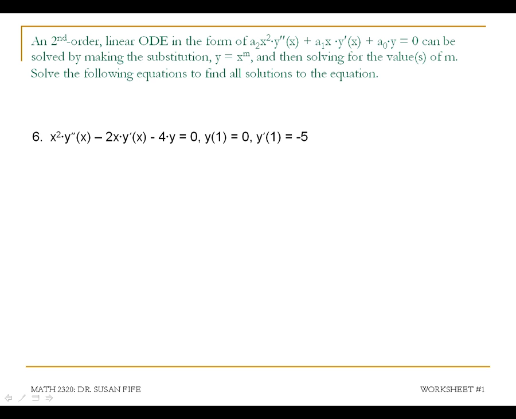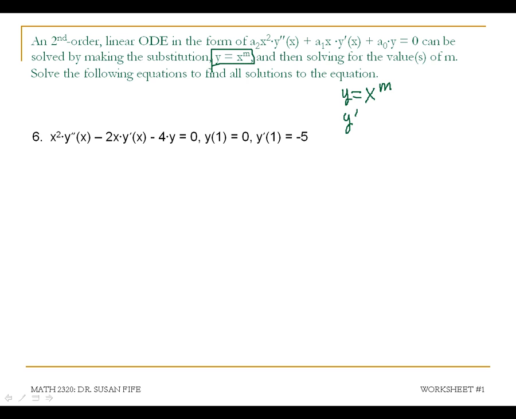But essentially you can solve them by using the substitution y is equal to x to the m, and substituting in just like we did on 4 and 5, and then solving for m. So here for a second order ODE, we need to find the first and second derivative of y. And so if y is equal to x to the m, y equals x to the m power.